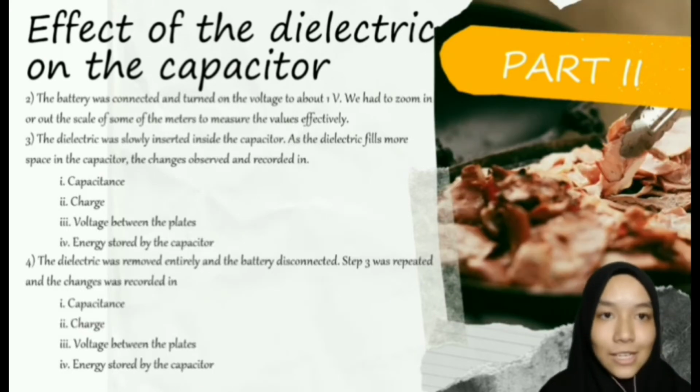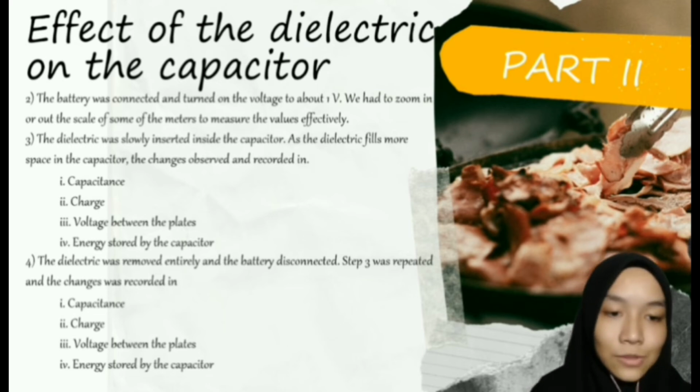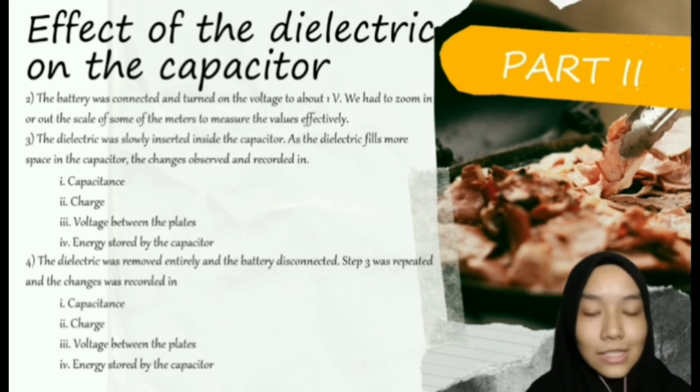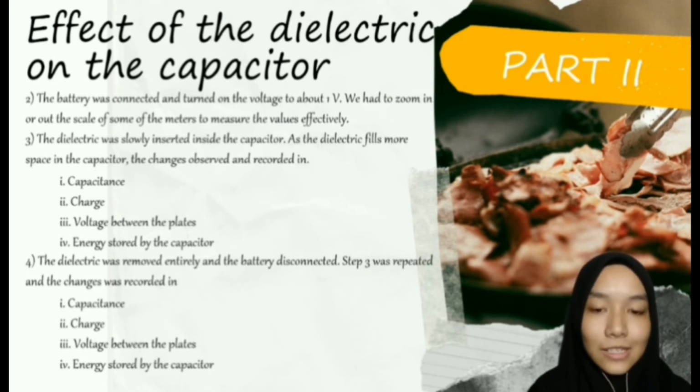Then the battery was connected and the voltage turned to 1 volt. Next, the dielectric was slowly inserted inside the capacitor as the dielectric filled more space in the capacitor. The changes were observed and recorded in capacitance, charge, voltage between the plates, and energy stored by the capacitor. For the fourth step, we just had to repeat step 3 and record the same changes, but we will disconnect the battery and remove the dielectric entirely. I think that's all from me.